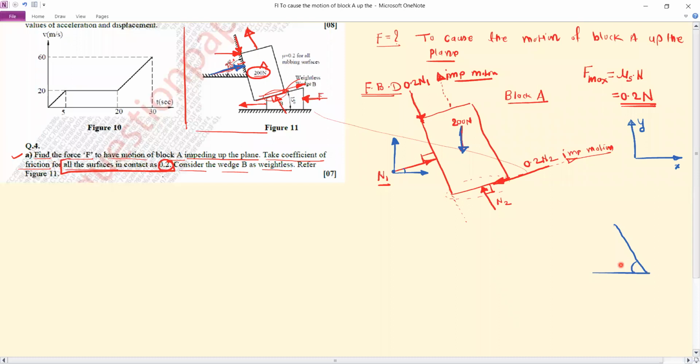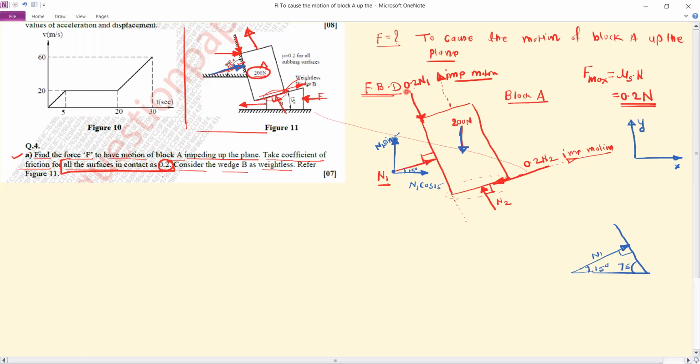This is 75° given, and this is the N1. So this is 75, this is 90. So the remaining angle will be 90 minus 75. So it is 15°. So this angle is 15°. So the x component will be N1 cos 15, and this is N1 sin 15.